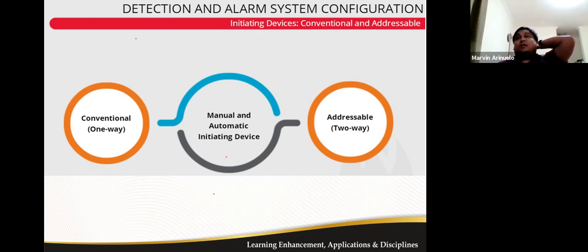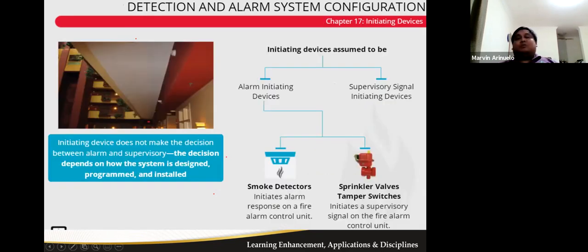The problem with conventional is that you will know which area or location has a problem, but you will not know the specific device. In addressable, since it is two-way, the specific device will also transmit a signal that it is the one detecting the changes in the environment. That is addressable. You can determine the specific device compared to conventional. In conventional it's just a zone or area, but you will never be able to determine the specific problematic device.